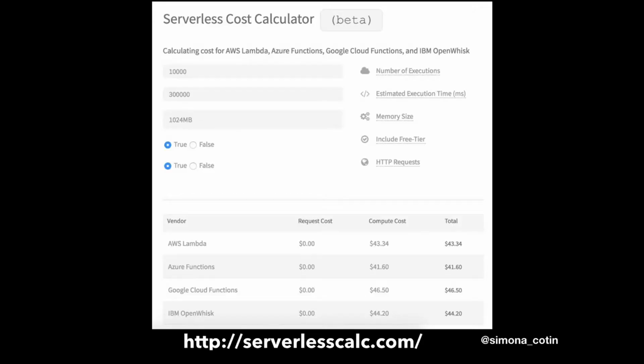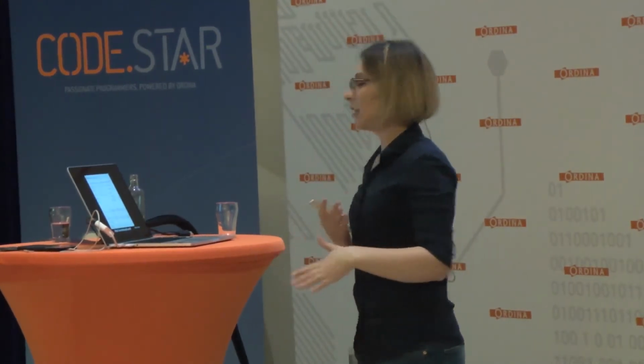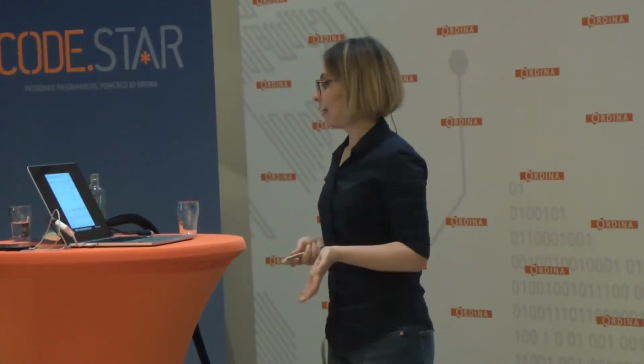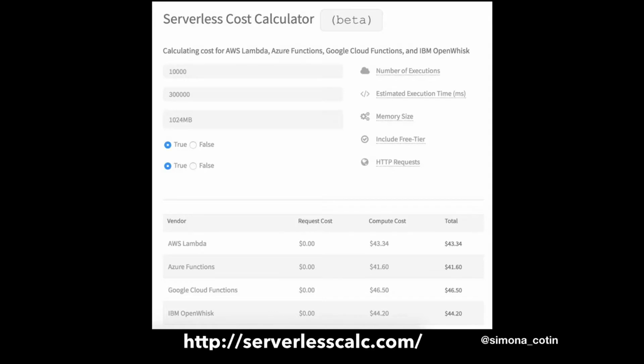I mentioned costs. I recommend you check out the serverless calculator. It will give you an estimate of how much your monthly bill will be. You can input things like how many executions you think you're going to have, what's the estimated time, and based on that, you can see that, for example, a monthly bill can be $40 or something.